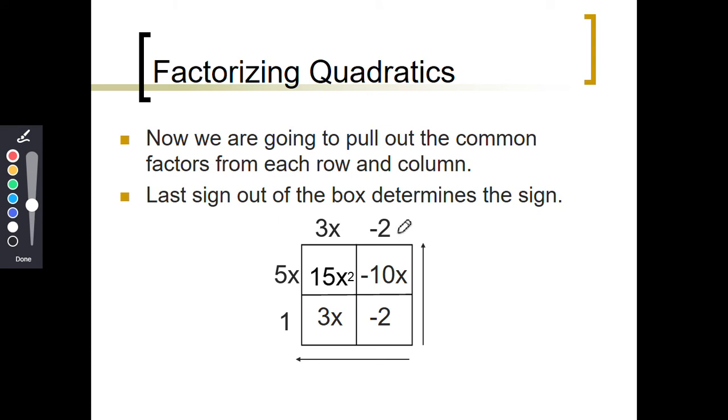We cannot do that. Alright, and finally let's determine why 5x is positive. 5x is positive because this term is positive. 1 is positive because this term is positive. 3x is positive because this term is positive. Negative 2 is negative because this term is negative.